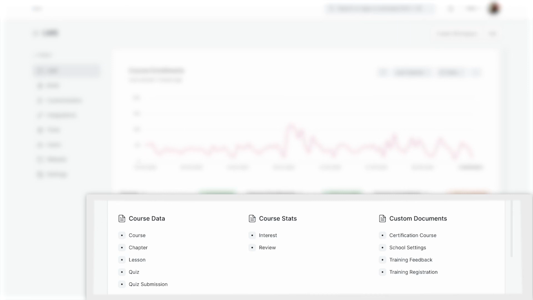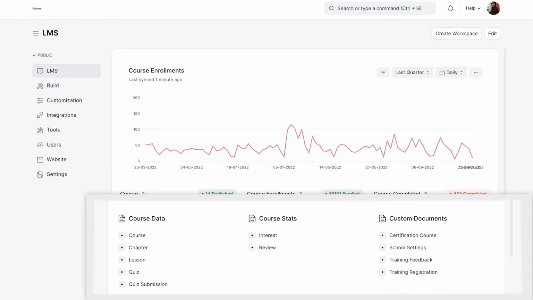Further down is a list of doc types that are essential for the LMS. You can use these links to land on any necessary page.